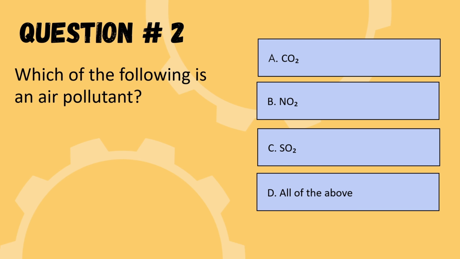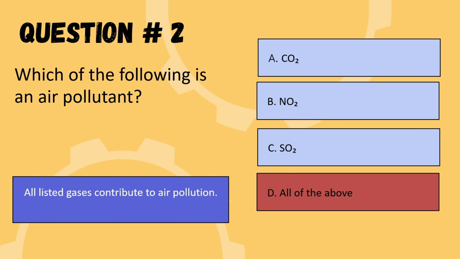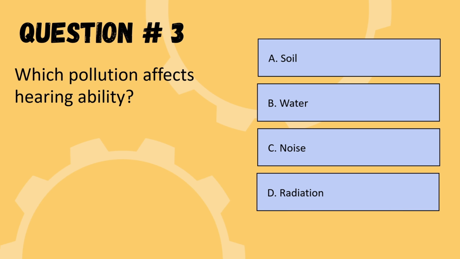Which of the following is an air pollutant? So options are CO2, NO2, SO2, or all of the above. So your correct option is option D, all of the above. So we are moving to the next question.